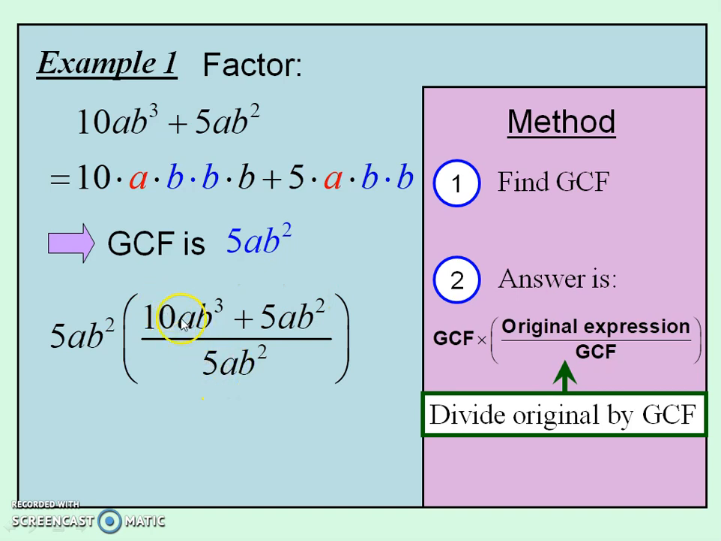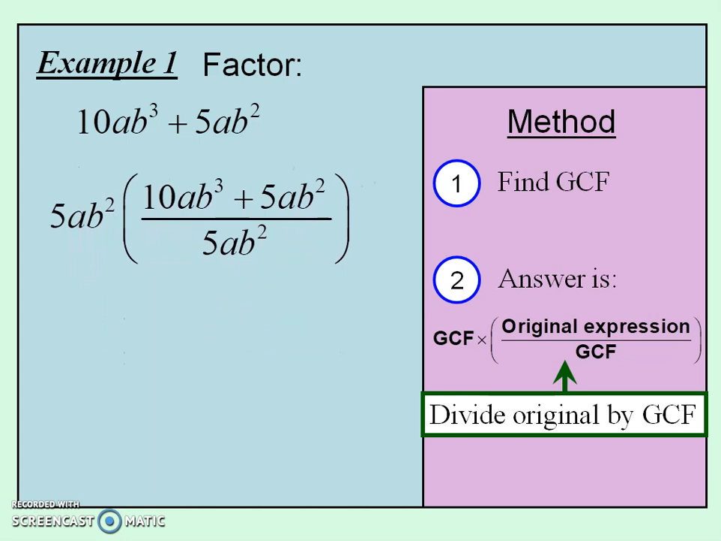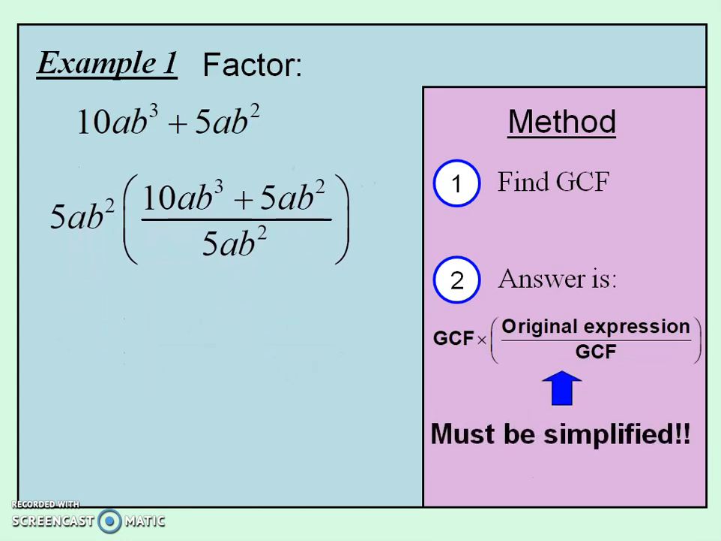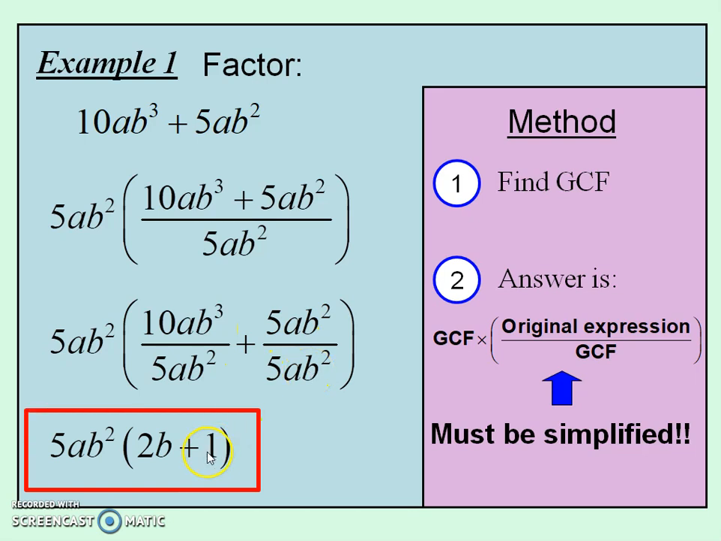This one, 10ab cubed divided by 5ab squared, when I perform that division, what I get is 10 divided by 5 is 2, a divided by a cancels out, and b cubed divided by b squared is b. And for this term over here, 5ab squared divided by 5ab squared, you're just left with 1. So I wouldn't normally write this step. I would skip right to here.